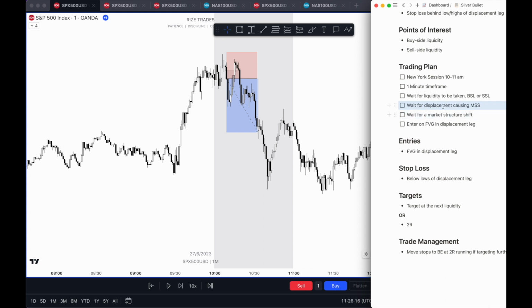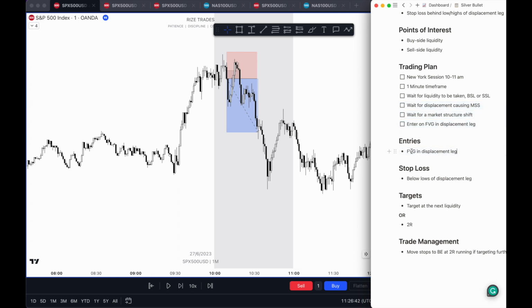So we then wait for this displacement and then a market structure shift here. These are basically the same thing. And then we enter on the fair value gap, which is within the displacement leg. Displacement is very important with this strategy. If you don't have displacement, you're not going to get the inefficiencies, the imbalances, the fair value gaps, and it's not going to show you the direction the market wants to go in if you don't have that displacement.